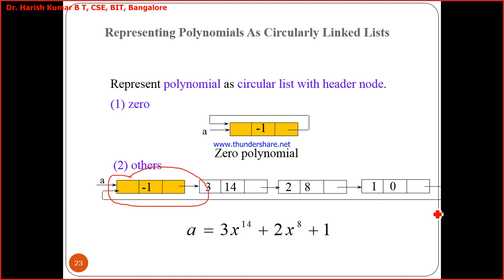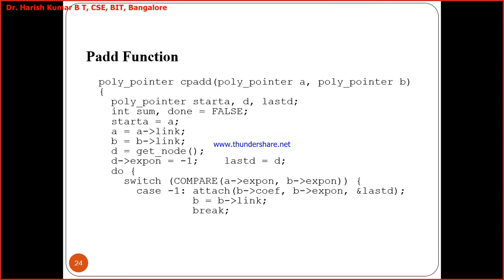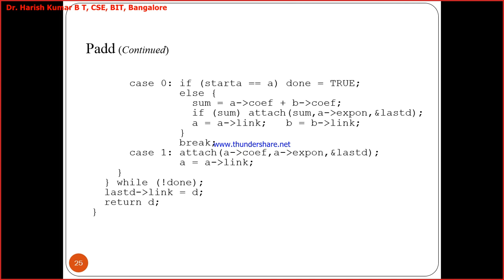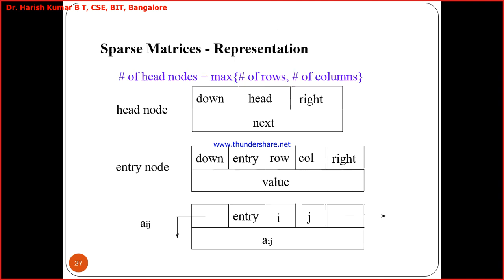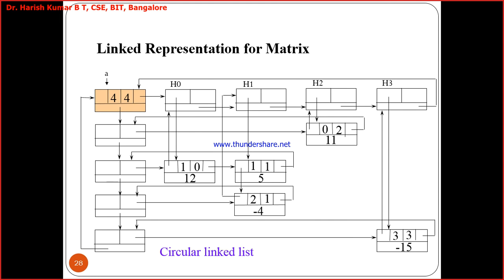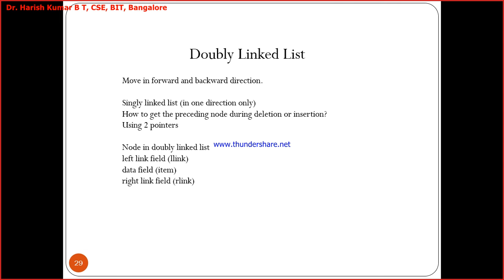So this is representing polynomials as a circular linked list. We have the implementation of the same, an algorithm, and then how to represent the sparse matrix. Sparse matrix you have already understood. Now how to represent the sparse matrix using a circular linked list. This is how the circular linked list representation of the sparse matrix looks, we'll discuss it, and then we will start with the doubly linked list.